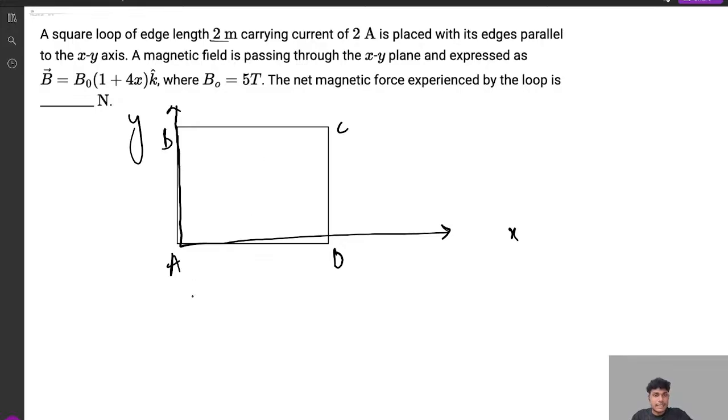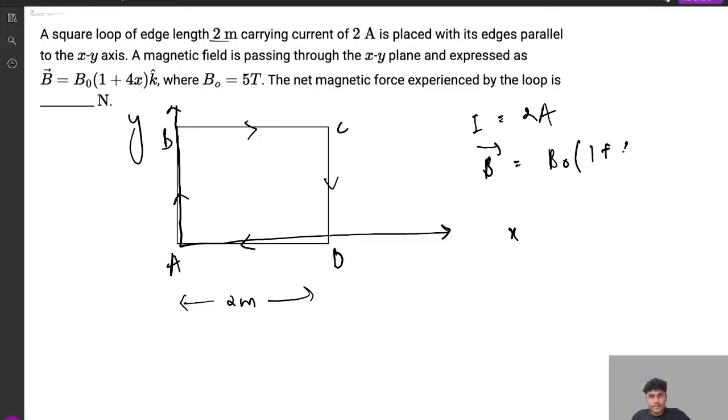The side length is 2 meter, and the current flowing through this loop is I equal to 2 ampere, with its edges parallel to the xy axis. A magnetic field passes through the xy plane and is expressed as B is equal to B naught (1 plus 4x) in the k cap. K cap means if this is x and this is y, then k cap is the dot, towards the observer, outward from the plane. Understand?